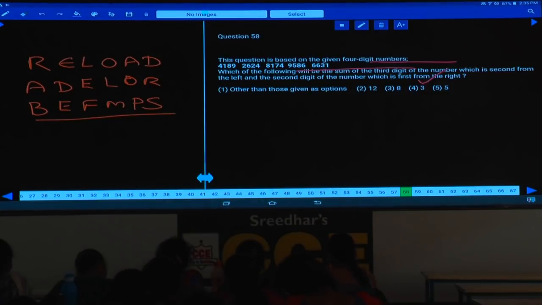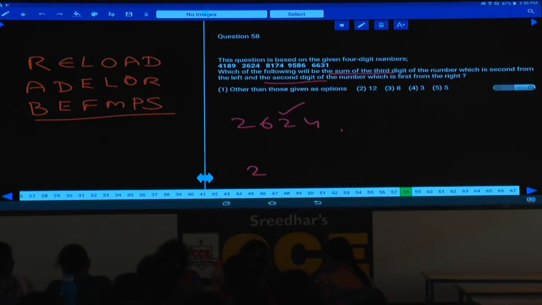Then 58. Now in this question number 58, 4189, 2624, 8174, 9586 and 6631 are the numbers given. Then what is the question here? Which of the following will be the sum of the third digit of the number which is second from the left? What is the second number from the left hand side? 2624. And what is the third digit here? Third digit is 2. And the sum of this one and the second digit of the number which is first from the right. What is the first from the right? 6631.